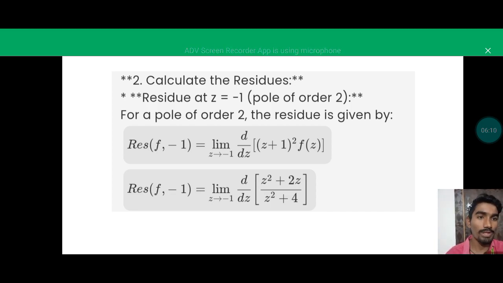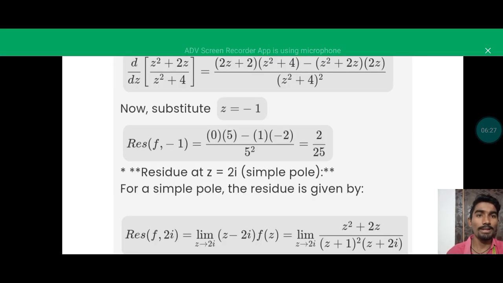z square plus 2z by (z plus 1) whole square into (z square plus 4) into (z plus 1) whole square. That's (z plus 1) whole square and another (z plus 1) whole square will cancel. And coming from the next slide, d by dz will remain.